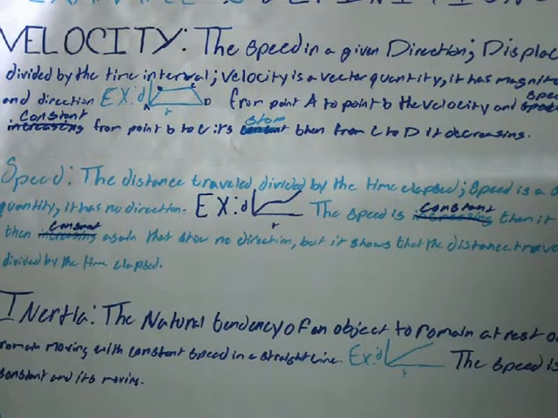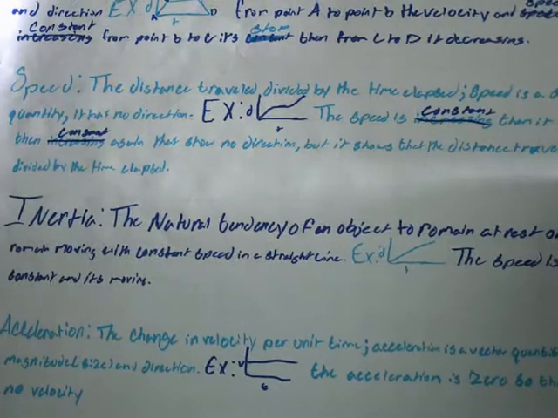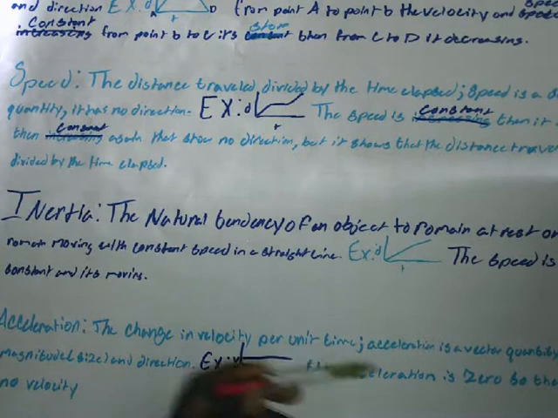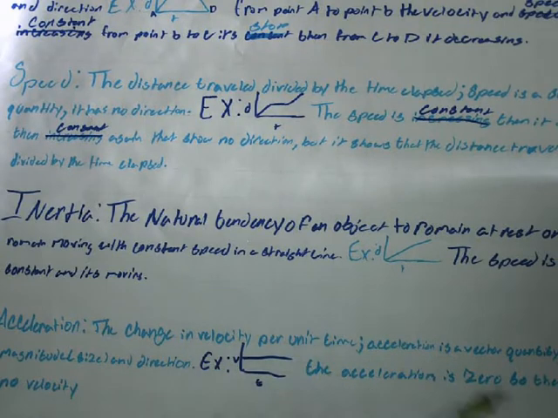And also acceleration is the next one. The change in velocity per unit time. Acceleration is a vector quantity. It has magnitude, size, and direction. Look at the example. The acceleration is 0, so there is no velocity change.